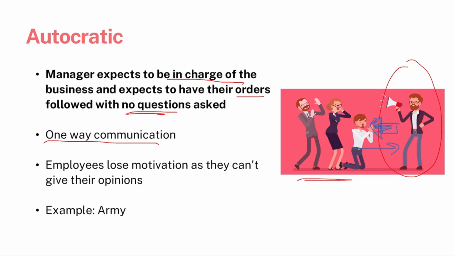Next, employees lose motivation as they can't give their opinion. So since they are not involved in the decision making, the employees will lose their motivation. An example of autocratic leadership is the army. So obviously the soldiers can't disrespect or disobey the commands of the main officer, right? So the army, police officers, etc., they all follow the autocratic leadership style.